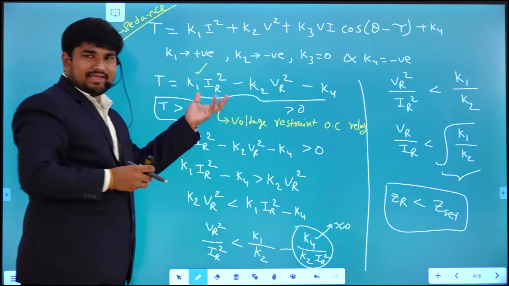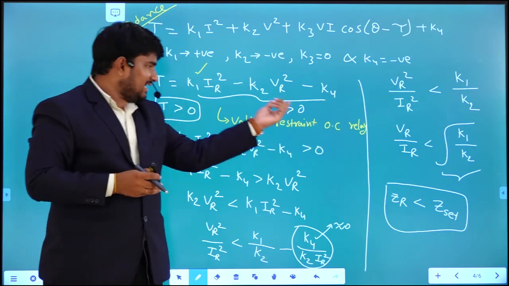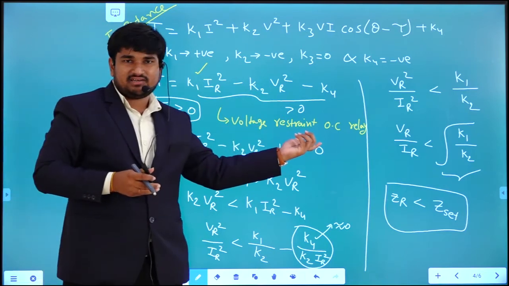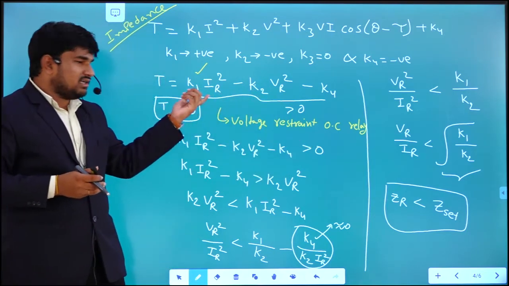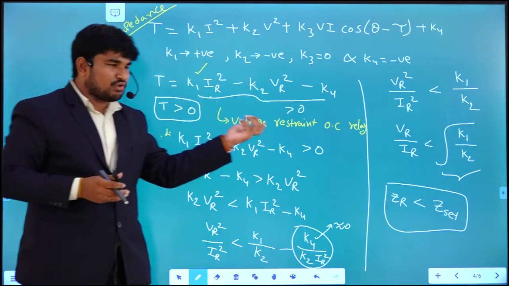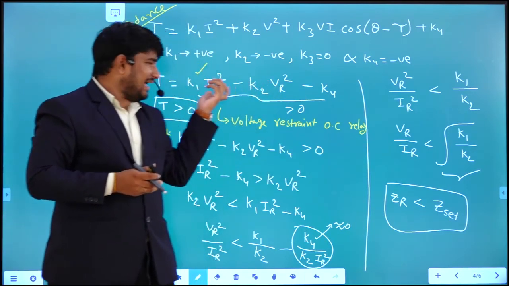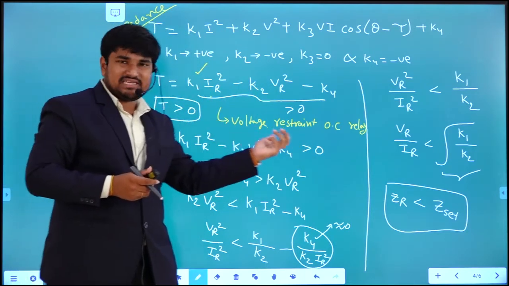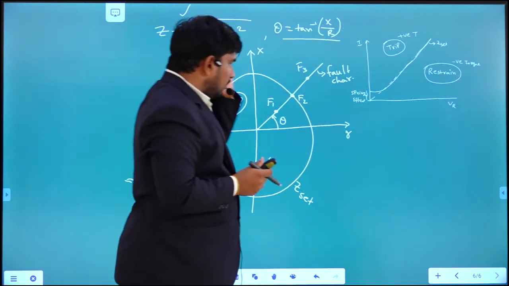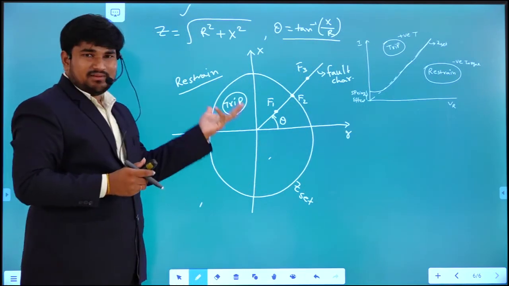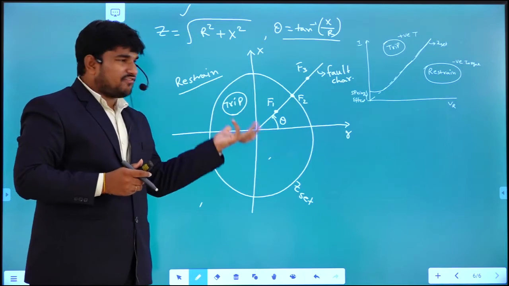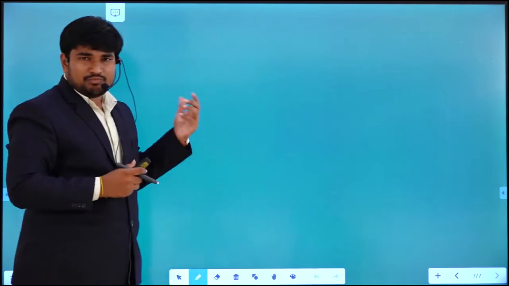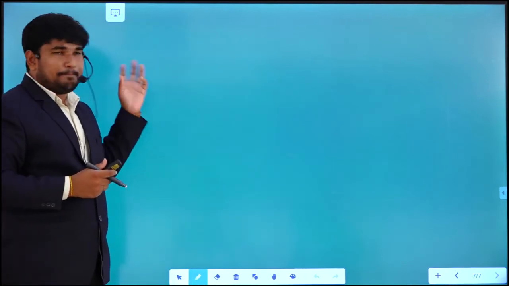The impedance relay is also called a voltage restraint over current relay, as the voltage signal is used for providing restraining torque, and the current signal is used to produce operating torque. That's why we call it a voltage restraint over current relay. So these are the characteristics of the impedance relay. Now let us move on to the limitations of this impedance relay.